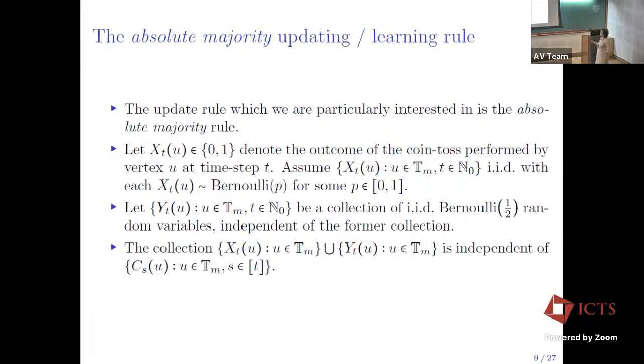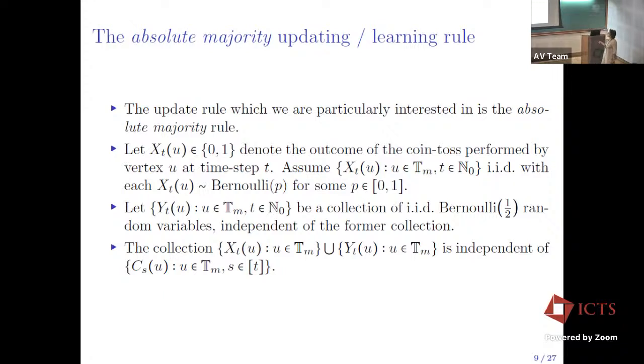So now I mentioned the update rule that we particularly focus on in our work, which is the absolute majority update rule. This involves a couple of collections of random variables, which I must define now. For each vertex U, we have a Bernoulli random variable X sub t of U associated with it. This signifies the coin toss that's been performed by the vertex U at time step t. The entire collection, when you vary U over all the vertices of T sub M and you vary t over all the non-negative integers, is IID, each with the distribution Bernoulli p. This p will serve as our parameter that we will be interested in, in our model.